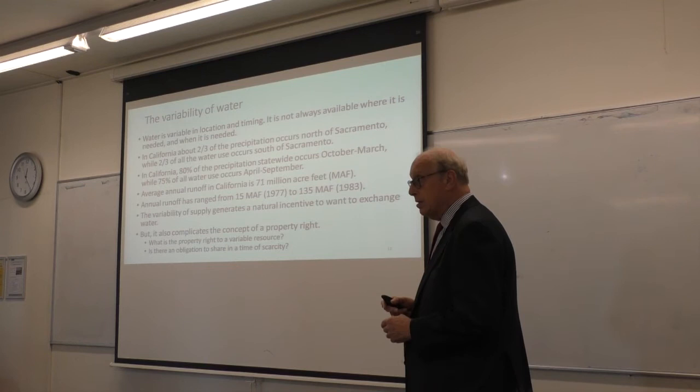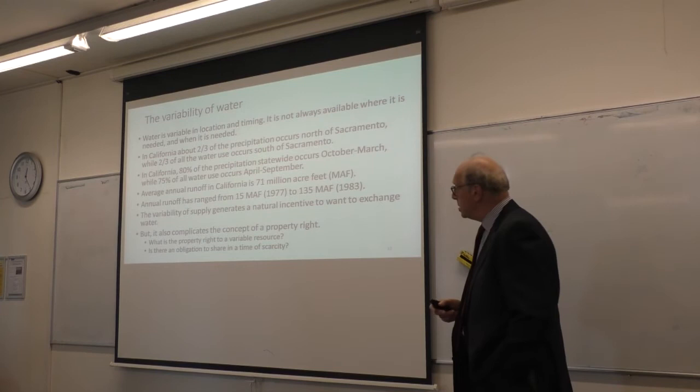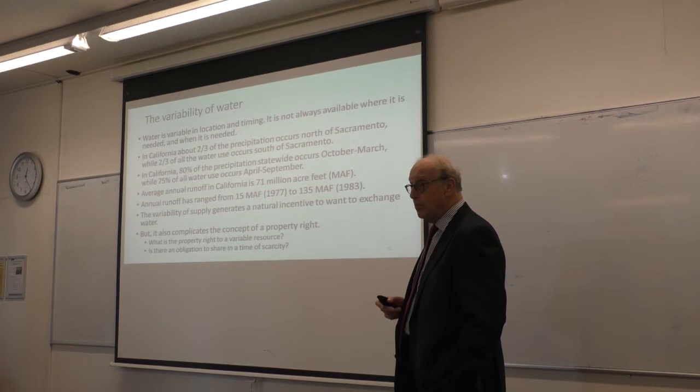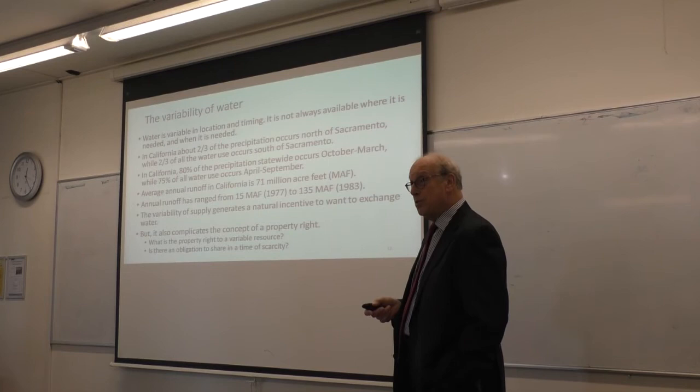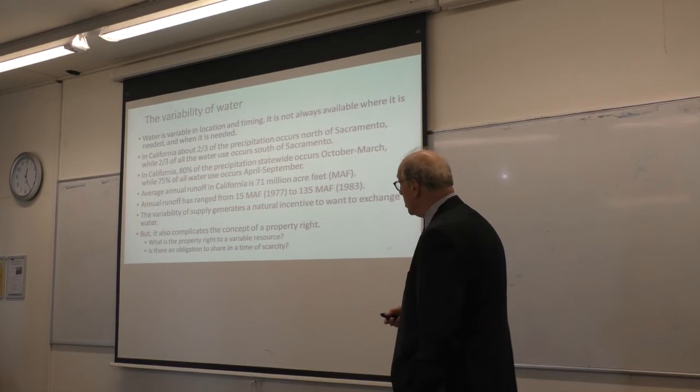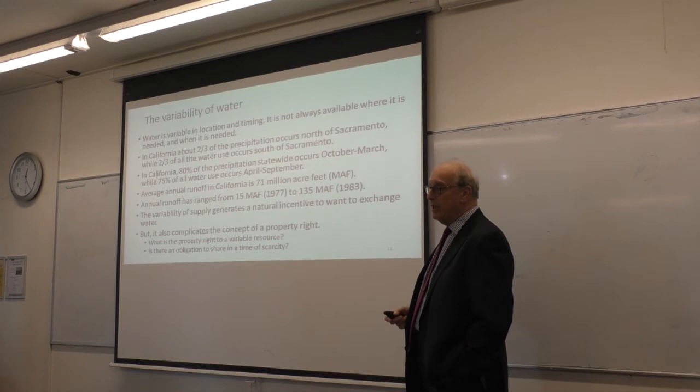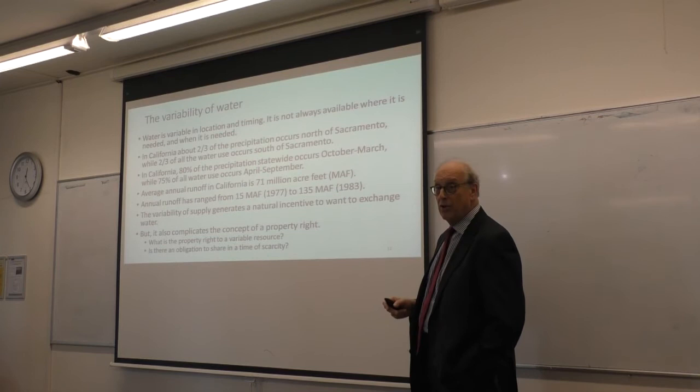Also, the time of the year. 75% of water use occurs between April and September. That's when most of the agricultural use occurs. That's when in cities, the largest use occurs for watering lawns. But 80% of the precipitation occurs between October and March. The water comes at the wrong time. Stream flow varies. The average stream flow is 71 million acre feet. It varied from as low as 15 to as high as 135 within a six-year period.